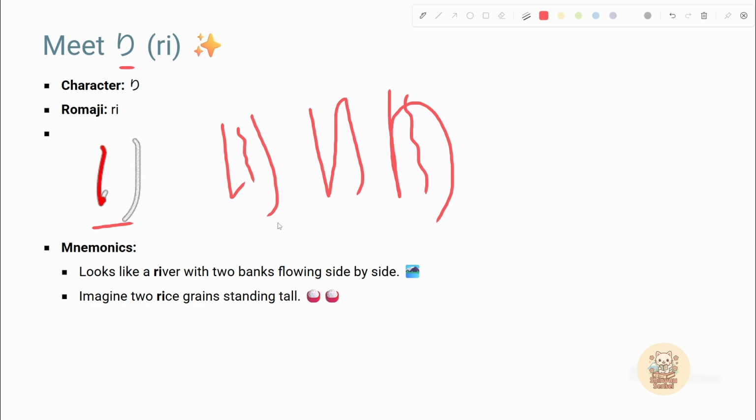Or let's learn the second mnemonic, which is, imagine 2 rice grains standing tall. So if I want to write, I can write like this, our 2 rice grains standing tall. Or I can also do it like this, where 1 rice grain is touching the other one.